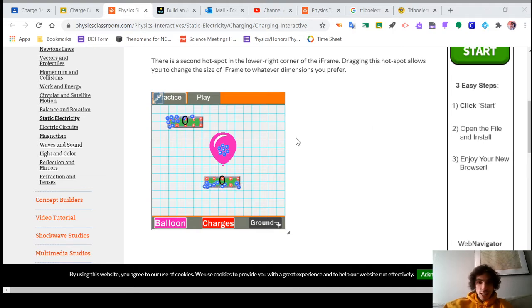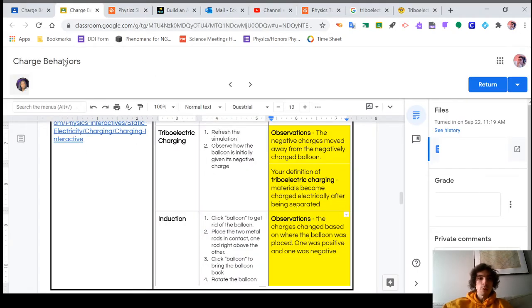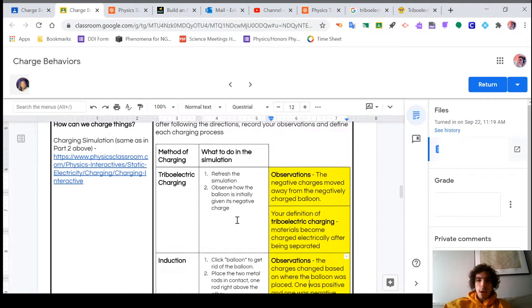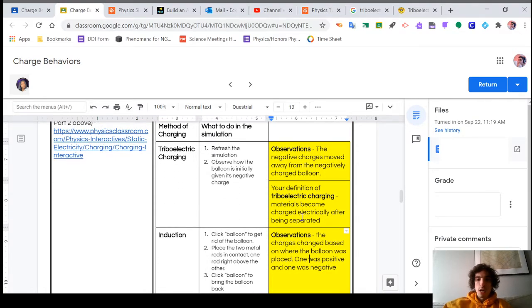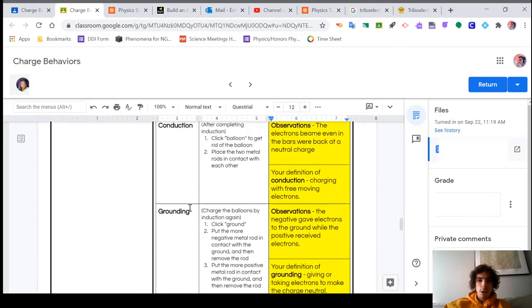When we were investigating our charging processes, we used a simulation that looked like this. And when we were doing that, we were also recording observations. I put names to things and then asked you all to write about the things that you noticed. That was in this document that we looked at before called Charge Behaviors, where I had some things for you to try out in the simulation and then record your observation and come up with your own definitions for our 4 different charging processes: triboelectric, induction, conduction, and grounding.